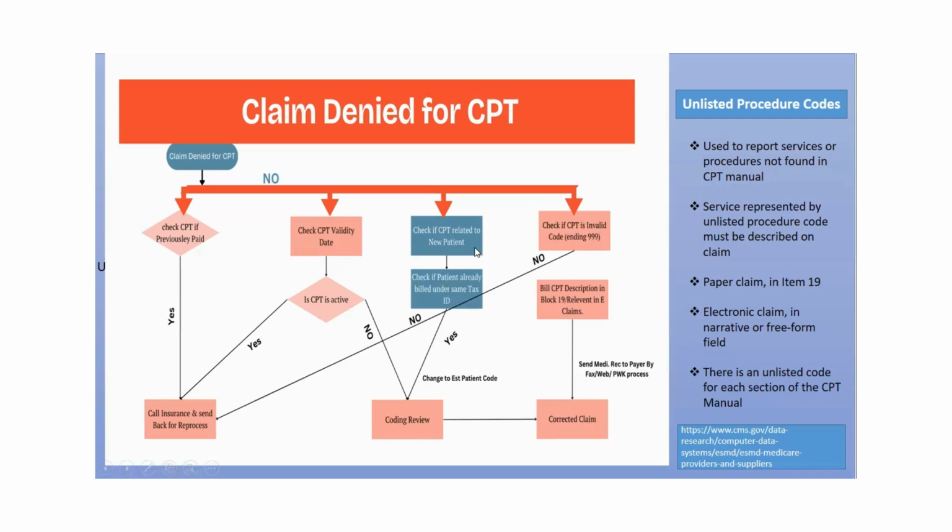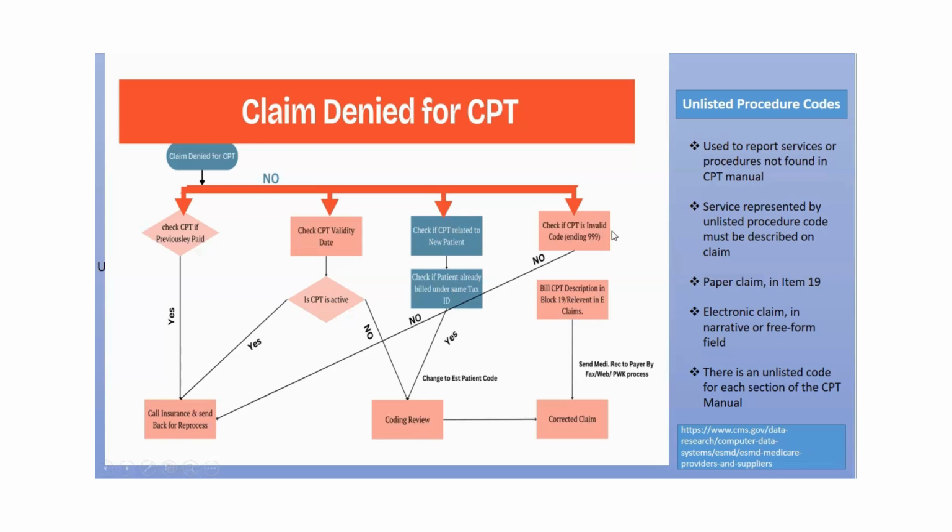And the second one, if the code is related to the new patient. Most of your CPT codes will get denied saying that the patient is an established patient and you are billing for a new patient. That's the problem, right? So in that scenario, what do you need to do? We check whether the patient was already billed under the same tax ID number. If not previously billed, that's incorrect processing, so we call the payer. If it is correctly denied, we send it back to coding review and ask them to change it to an established patient code, and you send the corrected claim. This is what we usually do, and the new patient plays a major role in this particular denial.